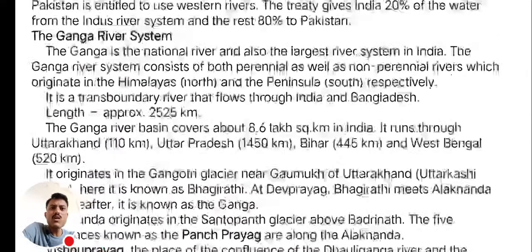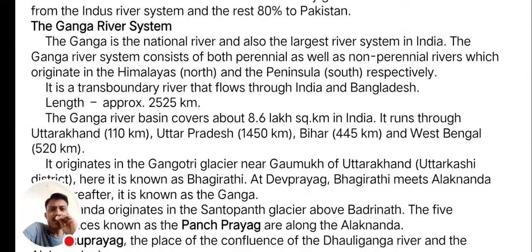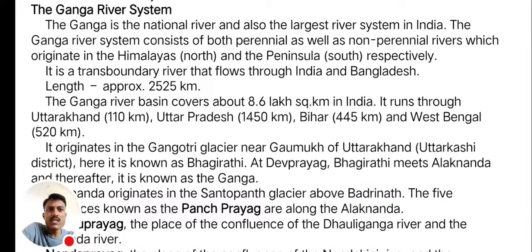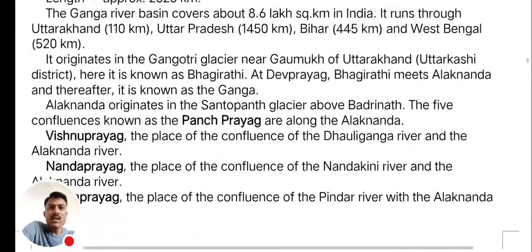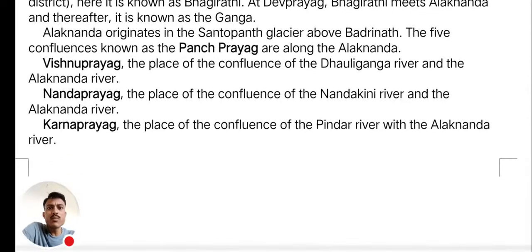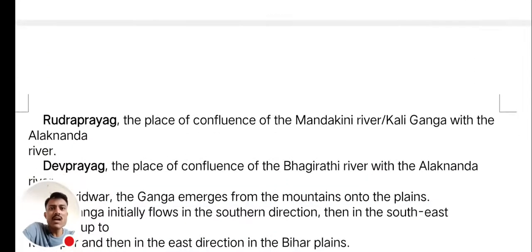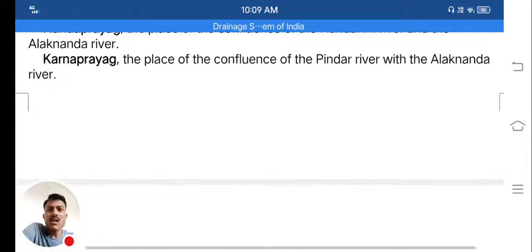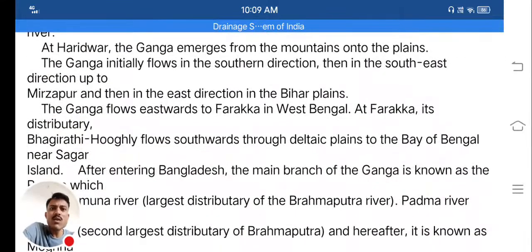Okay, now after Indus there is the Ganga river system. So in the Ganga river system, how much its length, its origin, from which states it is flowing, everything is given. Then its Panch Prayag is given: Vishnu Prayag, Nanda Prayag, Karna Prayag, Rudra Prayag and Dev Prayag. So how are these names decided? Different river systems are joining each other and these prayags are forming.